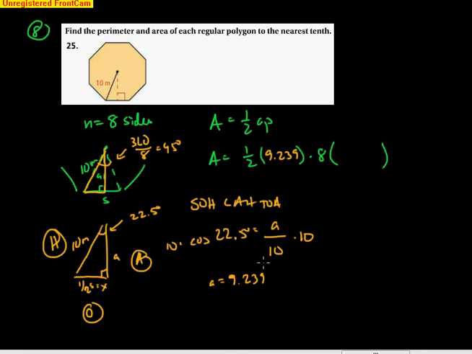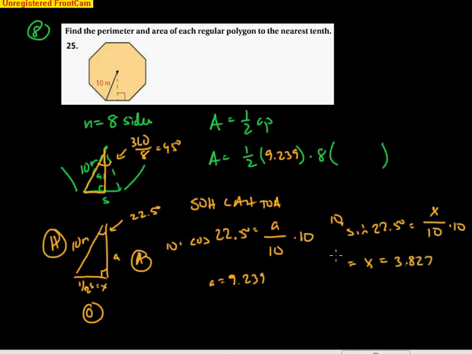And now to find my x, I'm going to use the opposite and the hypotenuse, that's sine. Sine of 22.5 degrees equals the opposite x over your hypotenuse, 10. And you times by 10, times by 10, 10 sine 22.5 equals, and I got an x value of 3.827.